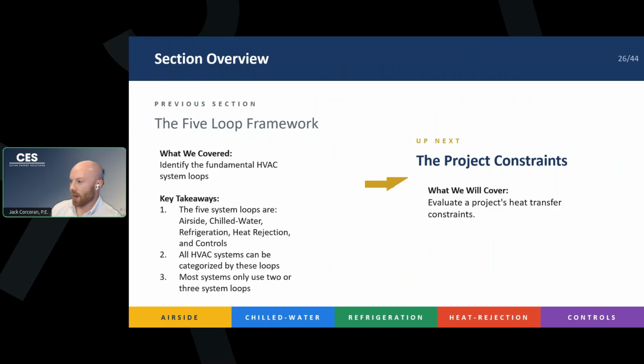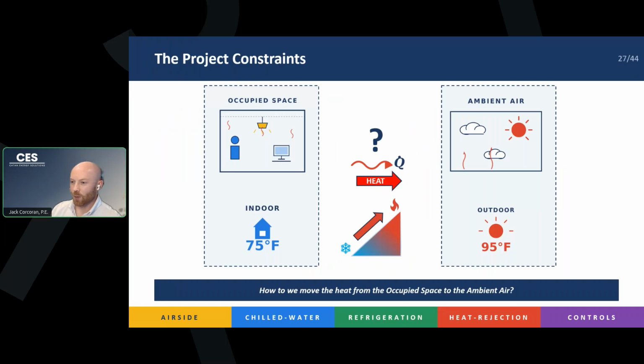So we just went over the 5 system loops. We're gonna next go into the project constraints. What drives which pieces of equipment we want to pick? Which heat transfer loops do we want to use? So as we said, going back to the beginning, we have the occupied space and the ambient air, right? We're moving the heat from the occupied space into the ambient air, and we just have to figure out a way to do it. And our tools that we can use are listed at the bottom of the screen: air side, chilled water, refrigeration, heat rejection, and controls.